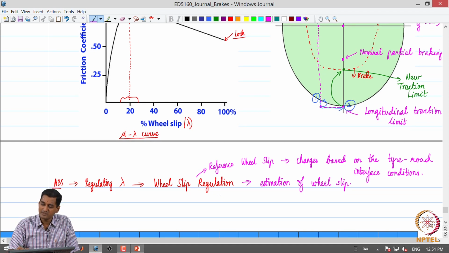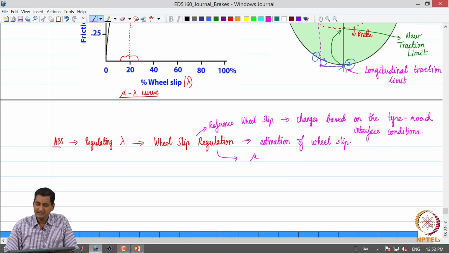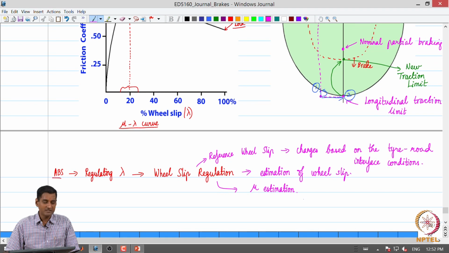There is another challenge because we do not know this wheel slip curve also. So, essentially what is the maximum mu that we can get out of the tire road interface, which is indicative of the maximum traction force at a particular tire road interface. So, all these are very interesting problems which are being investigated.